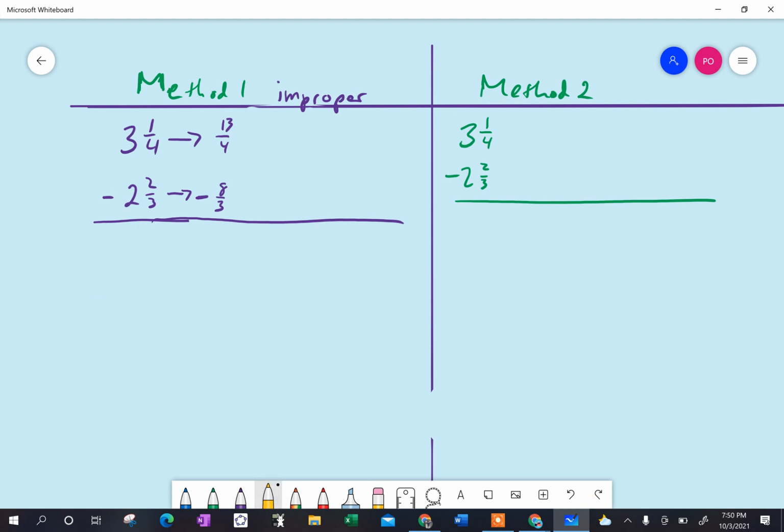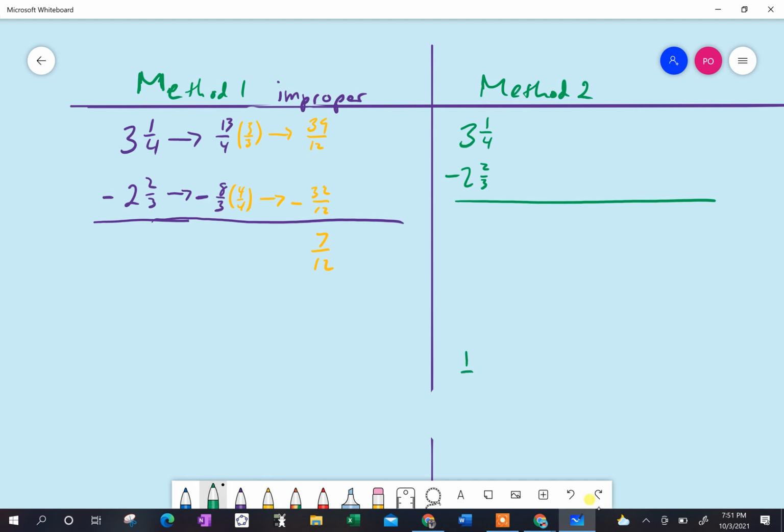So what I'm going to do is I'm going to say, well, 4 and 3 both go into 12, so I'm going to multiply this by 3 over 3. I'm going to multiply this by 4 over 4. And actually, this is the second time I'm doing this video because the first time I made a mistake. So 13 times 3 is 39, and 4 times 3 is 12, minus 8 times 4 is 32, 3 times 4 is 12. So now I have 39 twelfths minus 32 twelfths, which gives you 7 twelfths. And that's it.